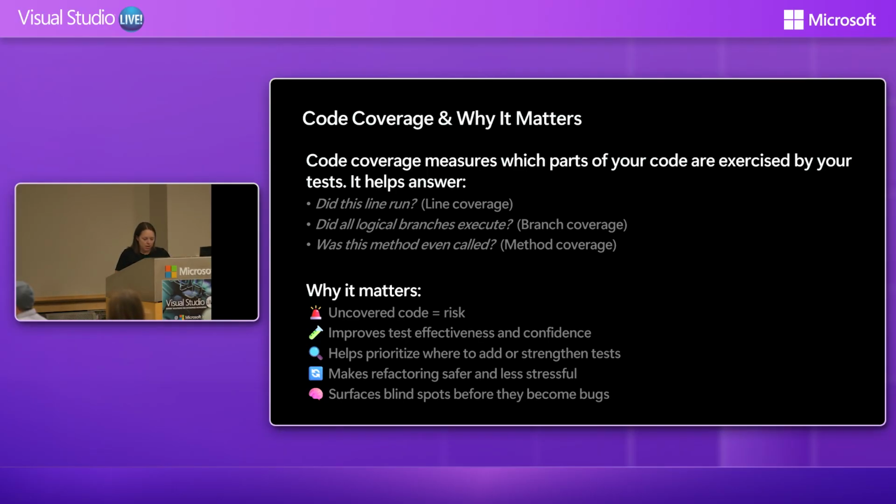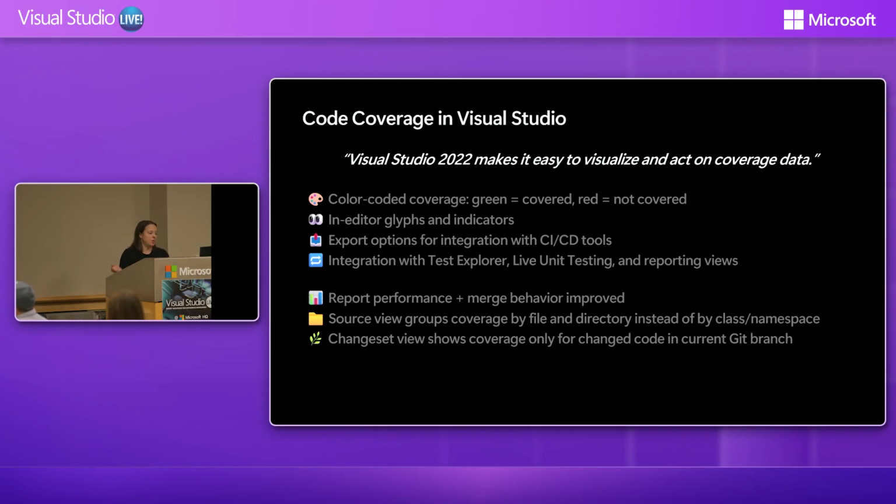And then in 2022, we added some improvements to the code coverage experience, and we added some color-coded coverage. So green for covered code, and then red for not covered. And we have some glyphs in there to help you get a better sense of what's going on. And this all integrates with the Test Explorer and CodeLens in live unit testing, which I'll show you in just a second.